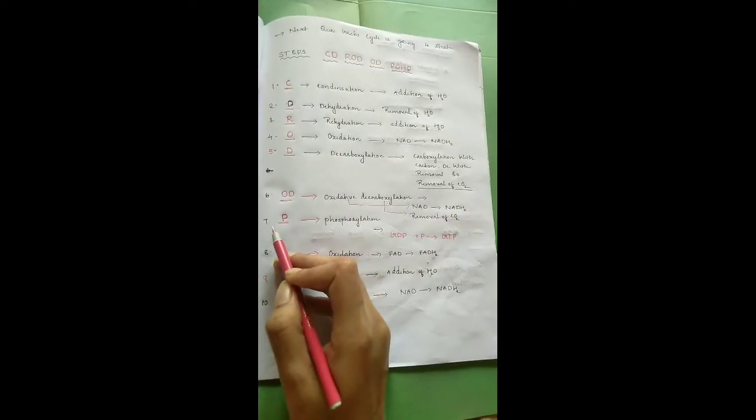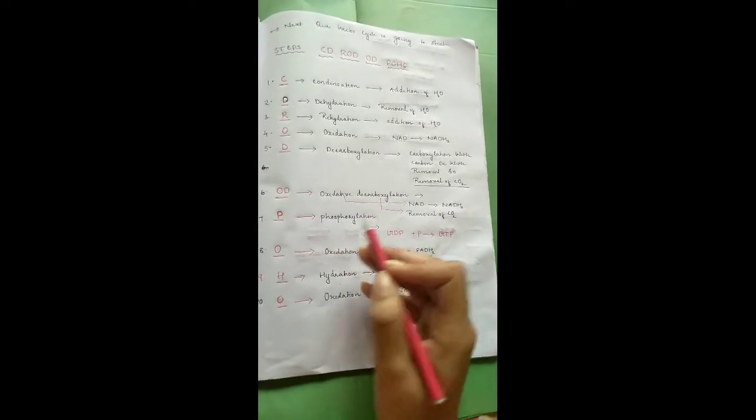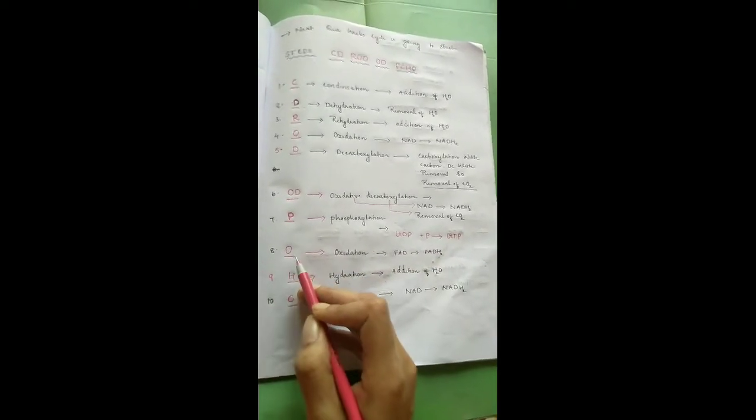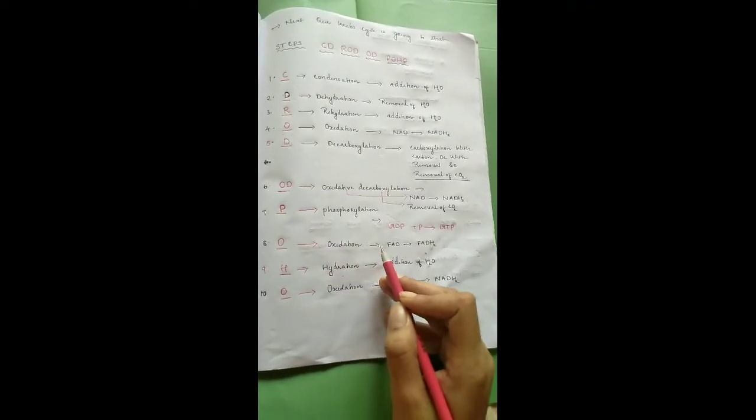And the seventh step starts with P, and P is for phosphorylation. In phosphorylation, GDP is converted into GTP. And the eighth step starts with O, and O is for oxidation. In oxidation, FAD is converted into FADH2.